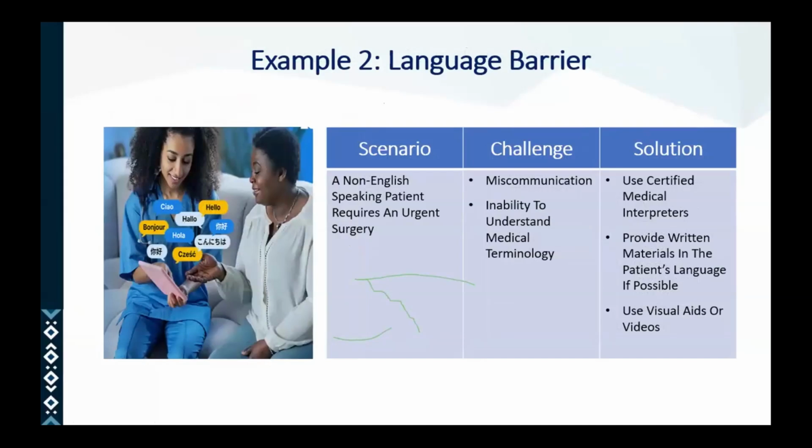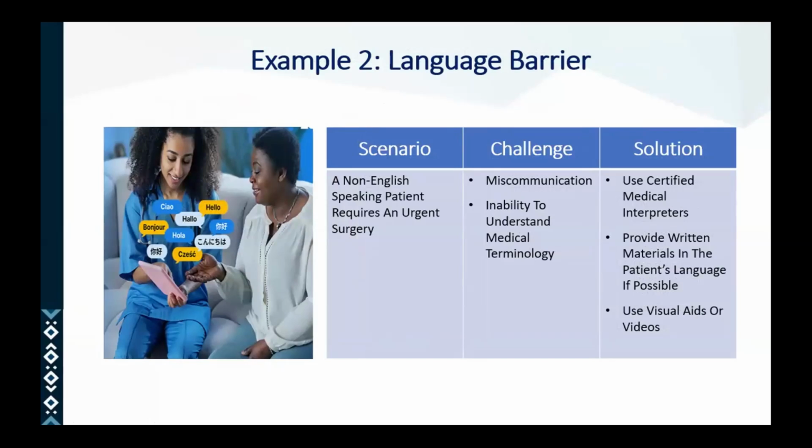So example 2 is on language barrier. The scenario is a non-English speaking patient requires an urgent surgery. Will you leave the patient because they do not understand English? No. You have to first of all identify the challenge, which is miscommunication, inability to understand medical terminology.